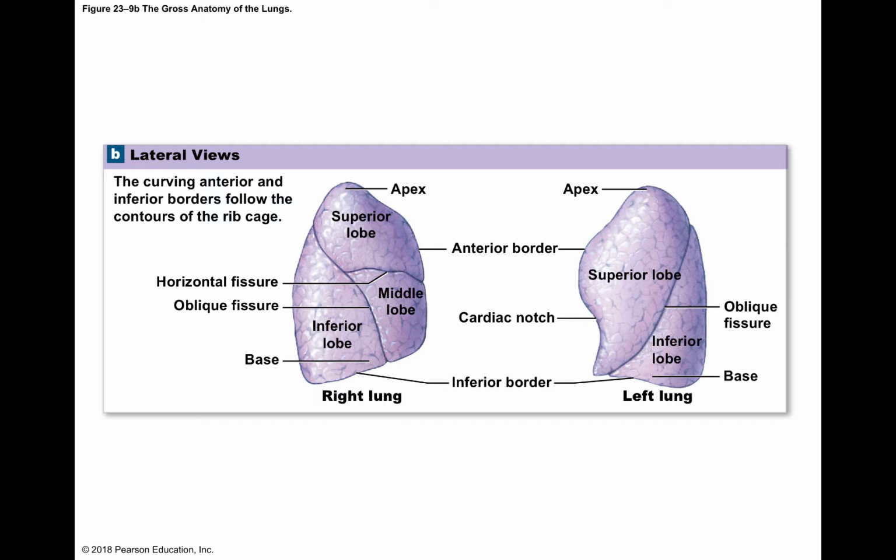If we look at the right lung, it has an inferior lobe, and the superior lobe is kind of divided in half. The upper part is called the superior lobe, and the lower part is called the middle lobe. So we added a little bit more lung, and it's separated out into 3 lobes. We still have that oblique fissure that separates the inferior and superior lobe, but then there's also a horizontal fissure that separates the superior lobe and the middle lobe.